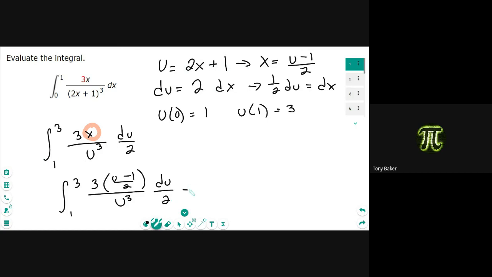Would you want to distribute that out? Oh yeah, I'm going to pull out all the numbers, all that stuff, right now. So I pull out 3/4, and I'm getting u minus 1 over u to the 3rd du.